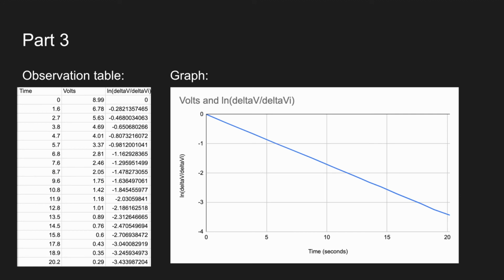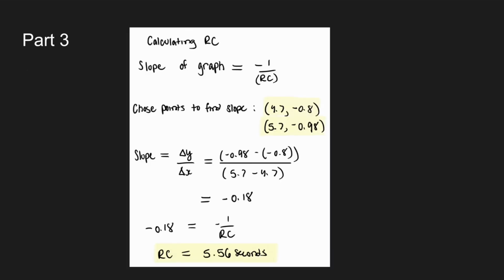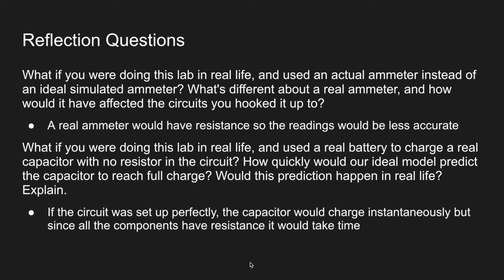So we get this data table, and then in the rightmost column we calculate the natural log of the delta V over the initial potential difference, and when we plot this we get a negative slope linear function. To calculate RC, which is the time constant, we use the slope of the graph, which is negative 1 over RC, and we use 2 points to calculate the slope, and then when we solve this equation, we get RC is 5.56 seconds.